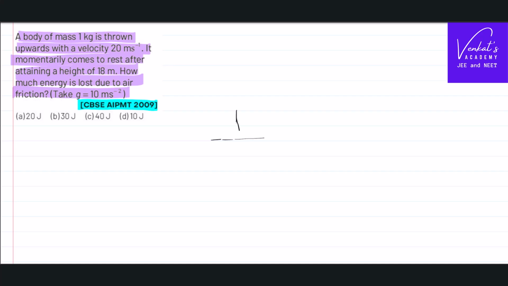A body is thrown vertically up with a velocity of 20 meters per second. Means at this point it has only one energy, kinetic energy, because it's at the base, its potential energy equals 0. How much energy does it have? Kinetic energy is half mu square. Mass is given as 1 kilogram, u is given as 20. So that is 400 by 2, that is 200 joules.